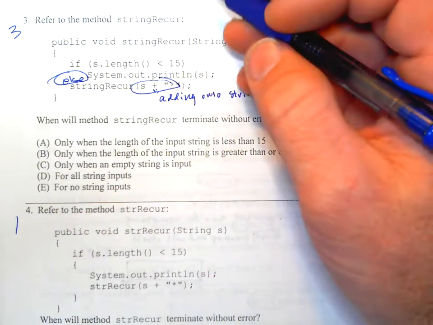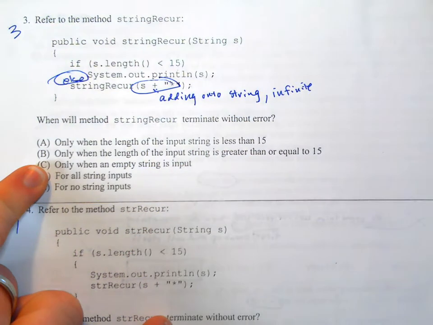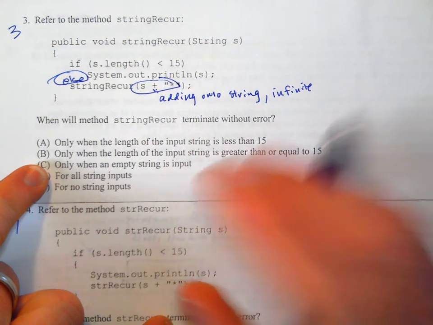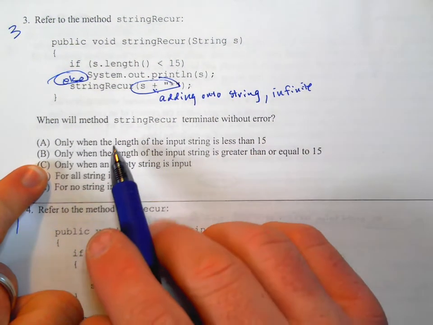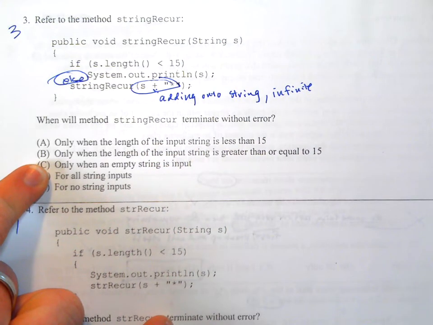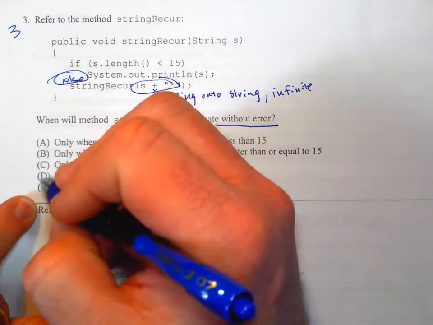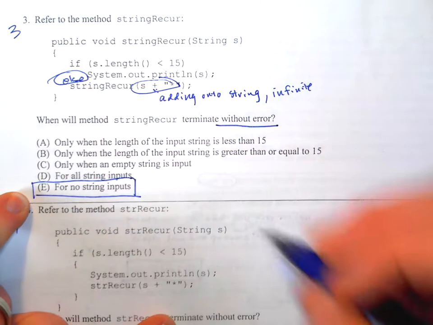I mean, no version is going to work. So, I mean, if I had else here, then if it was less than 15, it would work. It would just print one thing one time. Well, no, because that would go infinitely too. So it's going to be without error. No strings will ever work in this. It's flawed.